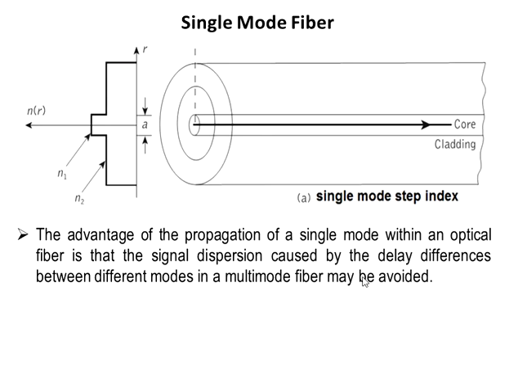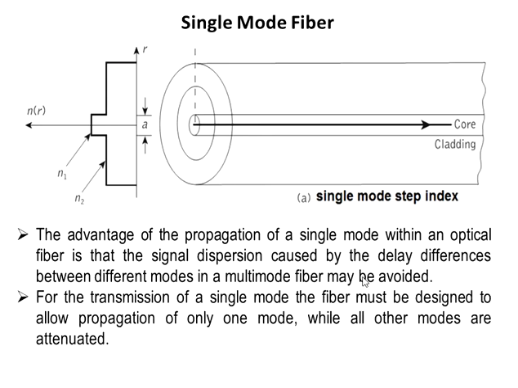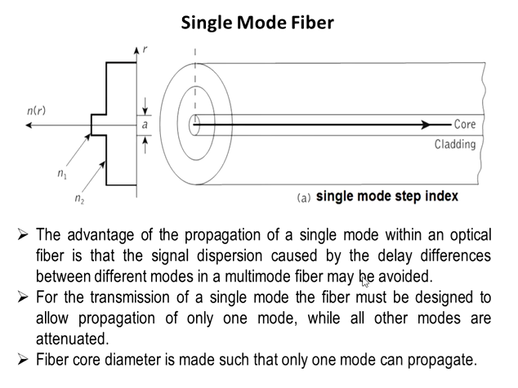So, for the transmission of single mode, the fiber must be designed to allow propagation of only one mode, while all other modes are attenuated. This can be done by making the diameter of core very small so that no other mode is possible.